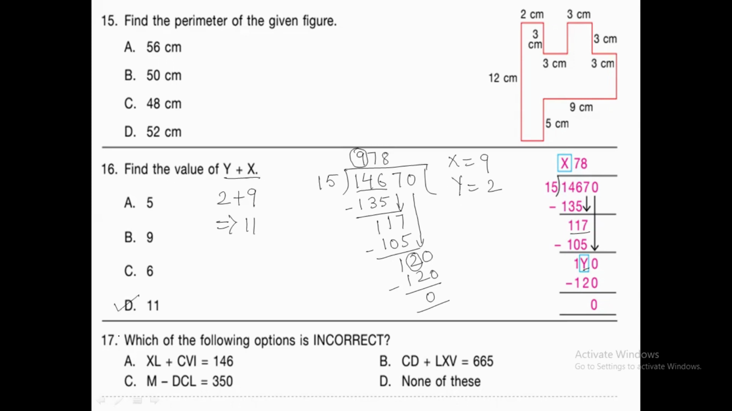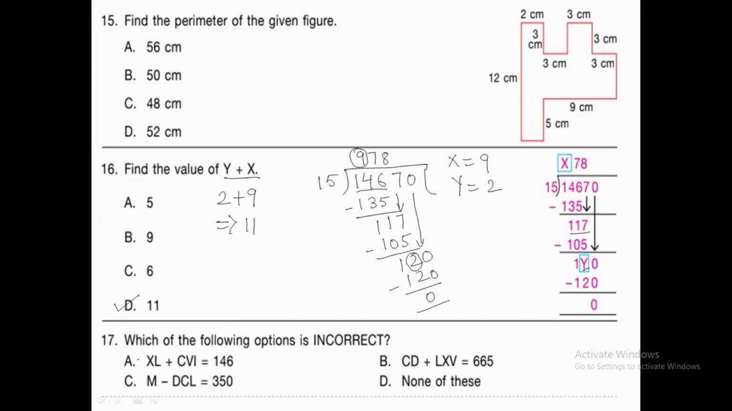to the next one, where you need to find which of the following options is incorrect. Okay, now we need to see which option is incorrect over here. So if we are going through option A, what we can see over here in option A is XL plus CVI, which is XL plus CVI. So what is the meaning of XL? XL means X is there before L, which means we need to subtract X from L.